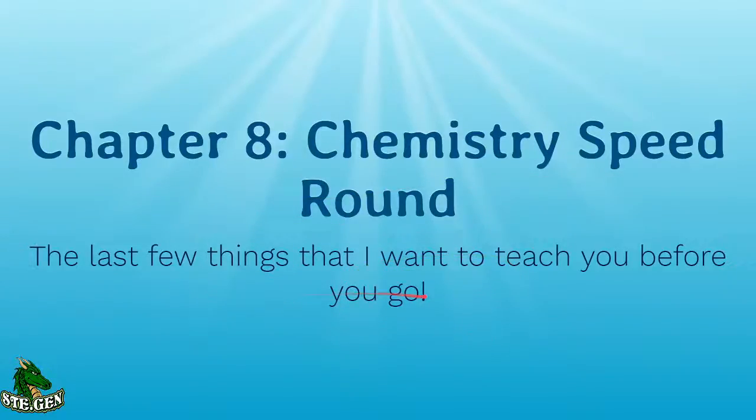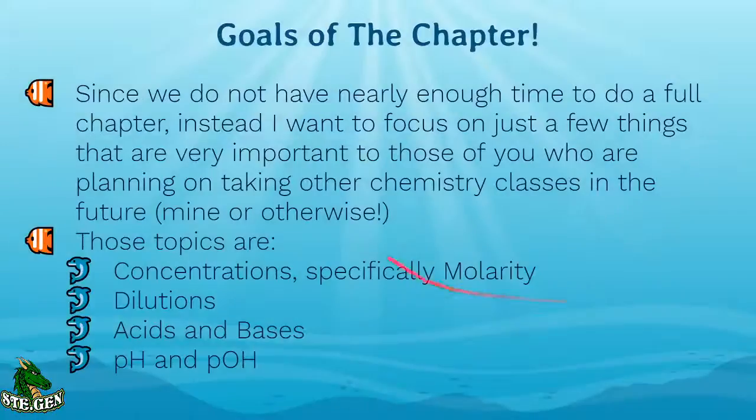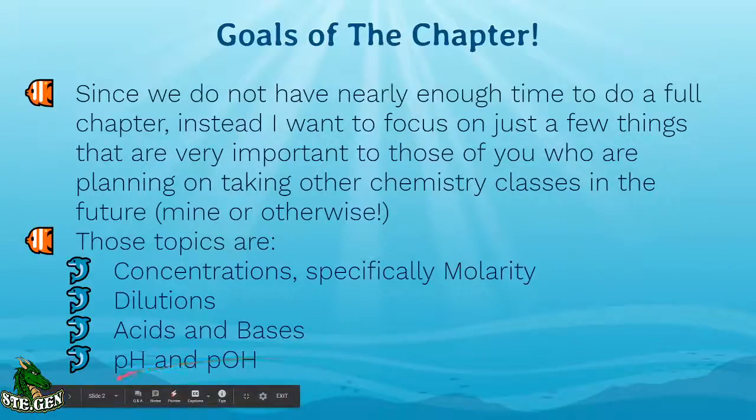And this is the last few things that I feel are important for me to teach you before you go. Since we don't have nearly enough time to cover a full chapter digitally, it would probably take us 3 to 5 weeks to cover a full chapter digitally, even though it would only take us about 3 weeks in person. So I just want to focus on a couple of things that I think are very important, especially for those of you who are planning on taking other chemistry classes in the future, whether they're mine or in college. So the topics are concentrations, specifically molarity, dilutions, acids and bases, and then pH and pOH.